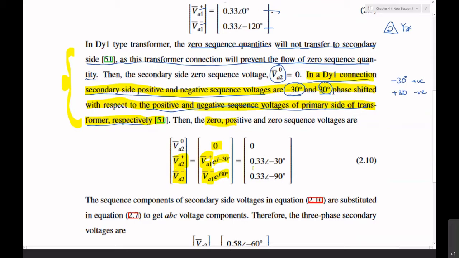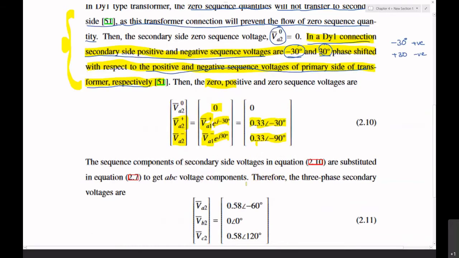That is now 0.33 at an angle of 0, which can be written as 0.33 at an angle of minus 30 degrees, whereas 0.33 at minus 120 degrees can be written as 0.33 at an angle of minus 90 degrees. Now, these are the secondary side sequence voltages. One thing is that VA02 is 0 because there is no transformation of the neutral current also.